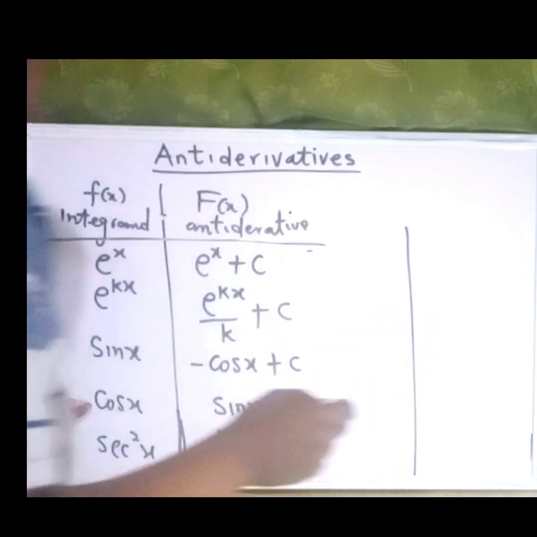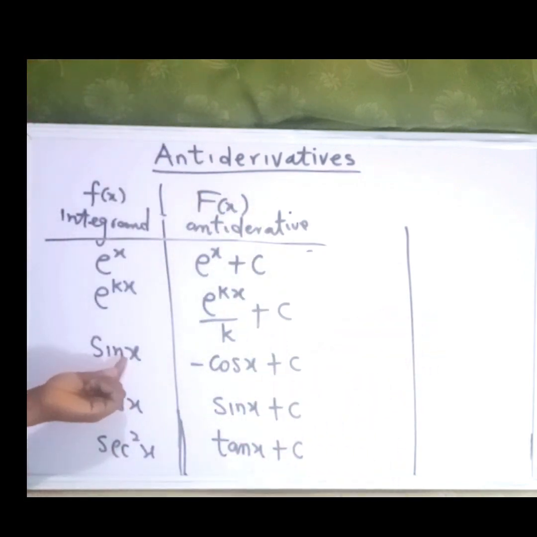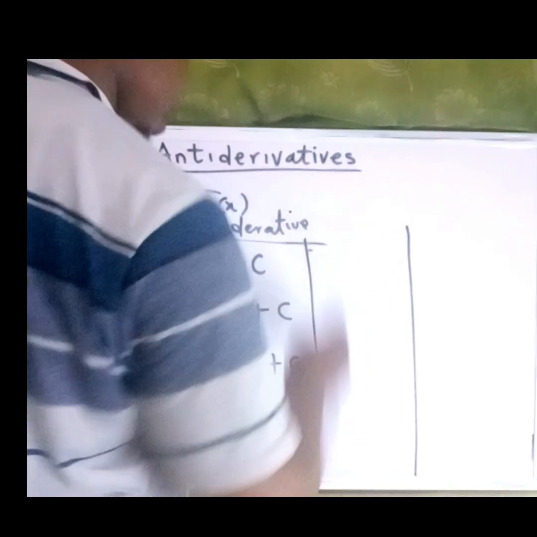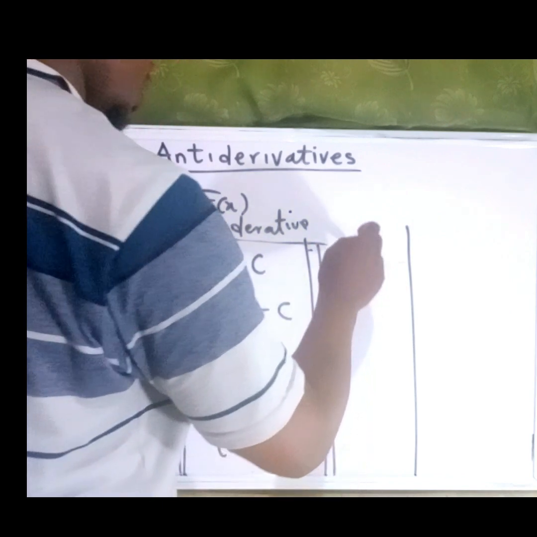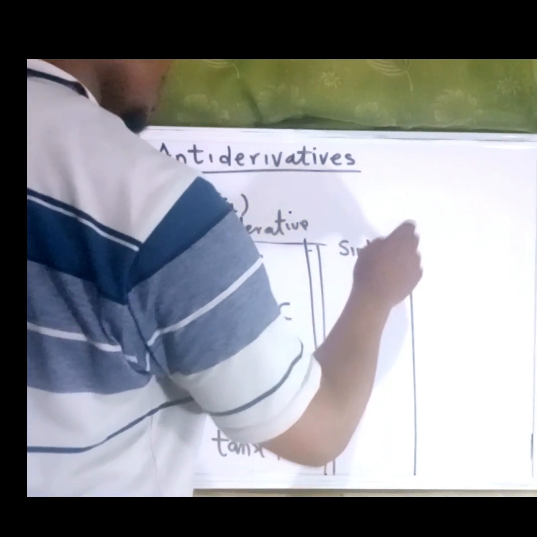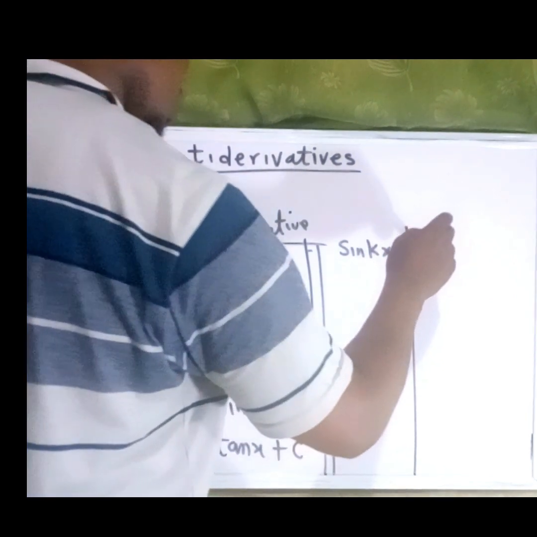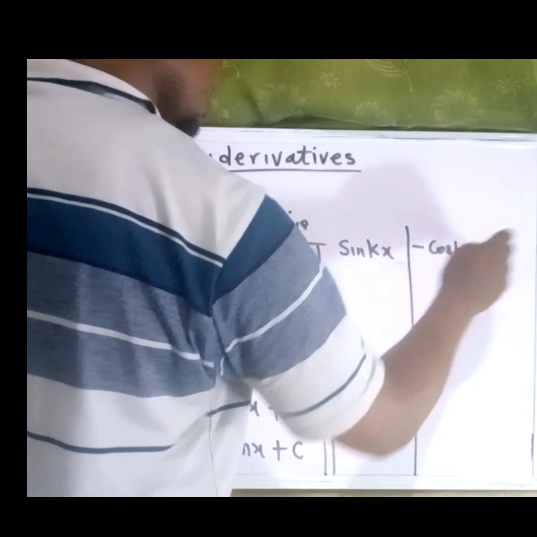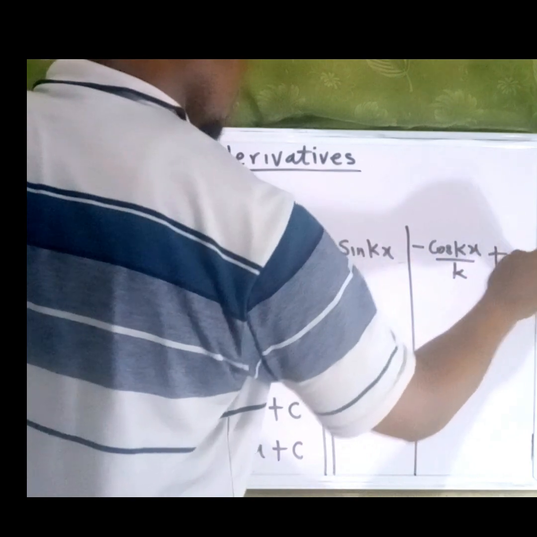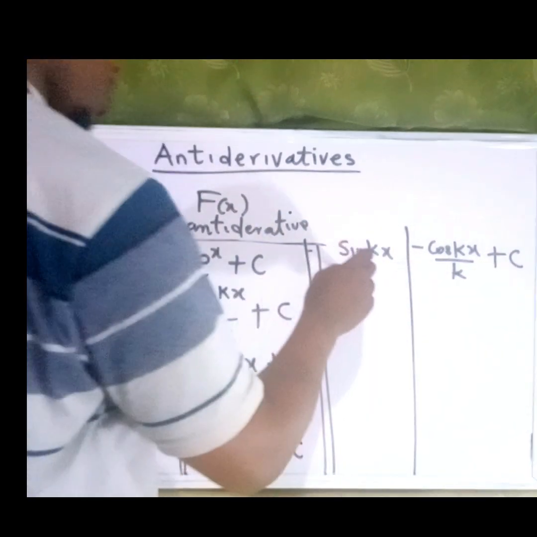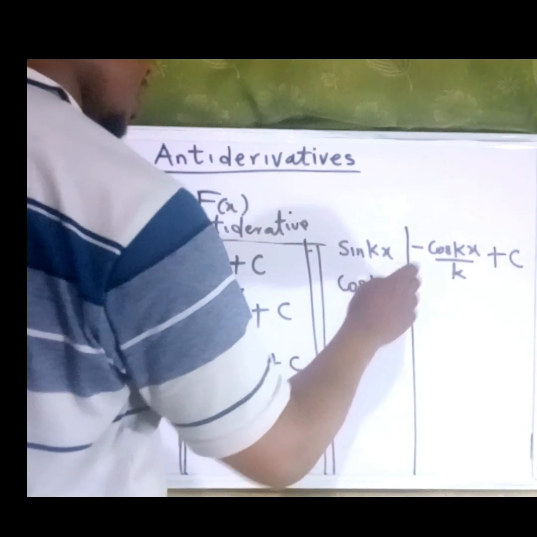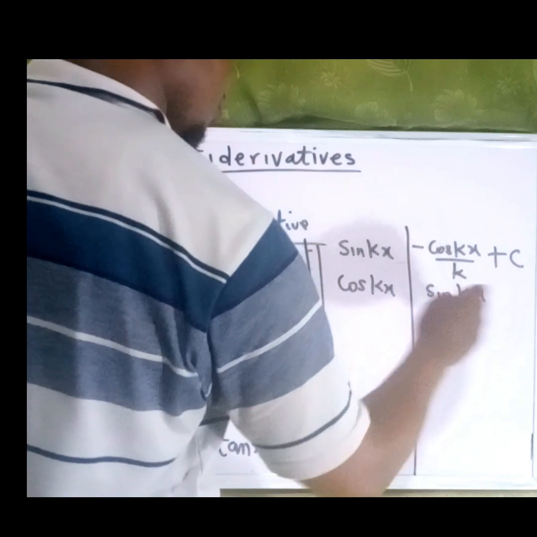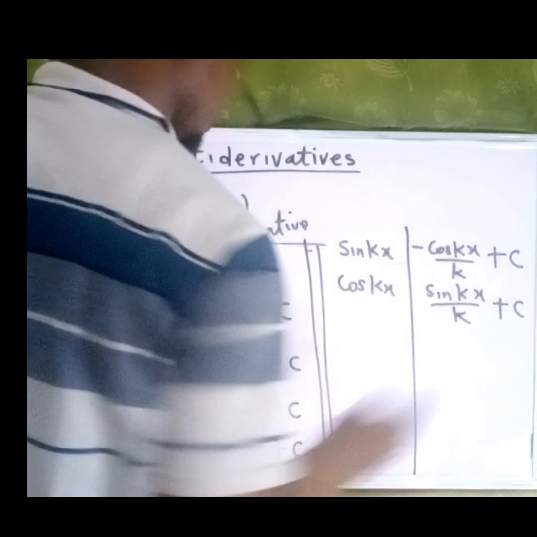Okay, so let's introduce a constant to this, and let's see what it will give. So also, let's separate this. If you have sine kx, this is a negative cos kx over k plus c. Also, if you have cos kx, this is sine kx over k plus c.